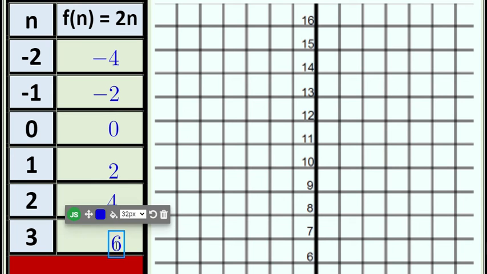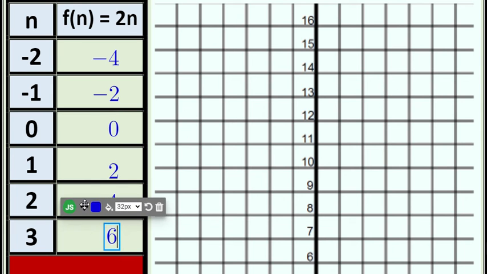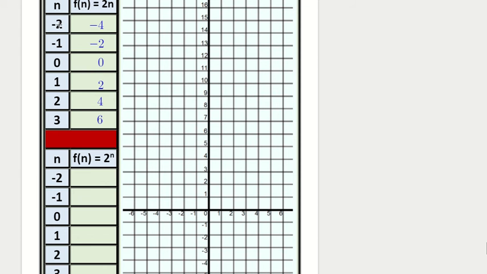Now, the next step is to take these points and actually graph them on the coordinate plane. So if I start from the top, -2, -4: when x is -2, y is -4, and that's the first point on our graph. Next, -1, -2: when x is -1, y is -2. Next, when x is 0, y is also 0. That is also called the origin.